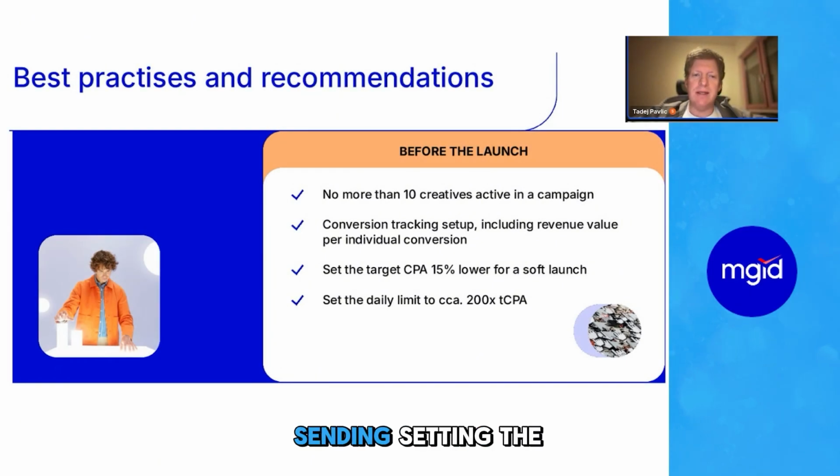Also recommend setting the target CPA a bit lower for a softer launch. As we know, in search, the target CPA is usually a much lower value. This is what we recommend: starting slow, steady and safe. And for the daily limit, also connected to what the target CPAs usually are, we recommend that you start with, let's say, 200 times your target CPA as your daily budget.